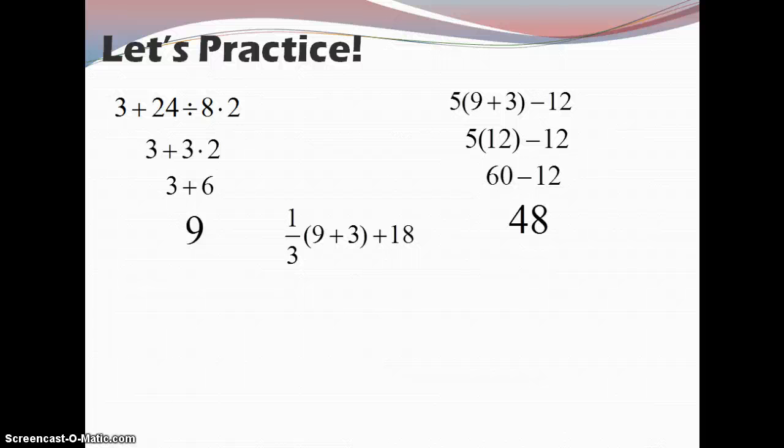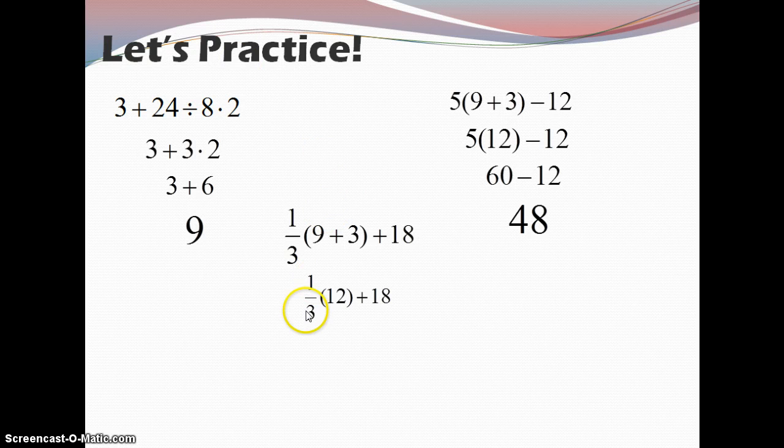Next problem. 1/3 times the quantity of 9 plus 3 plus 18. I need to look for parentheses first. I see some parentheses. I have 9 plus 3. I'm going to go ahead and simplify that down to 12. Notice I keep everything else the same. I'm not changing the problem. I'm just simplifying it down step by step.